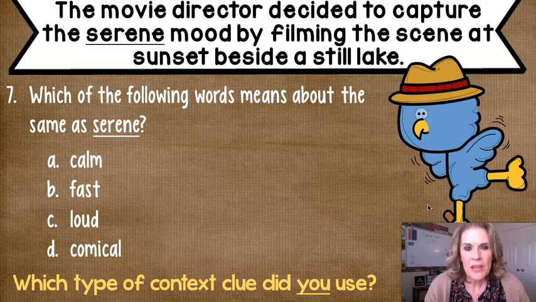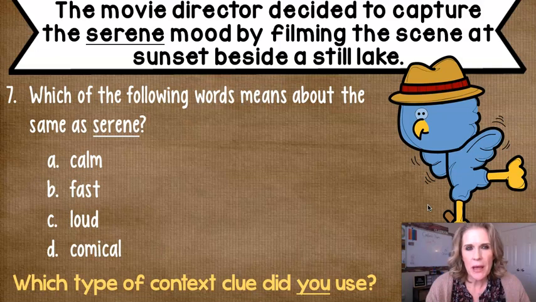Here's another one. The movie director decided to capture the serene mood by filming the scene at sunset beside a still lake. Which of the following words means about the same as serene? Do you think it's A, calm, B, fast, C, loud, or D, comical? Which type of context clue did you use?